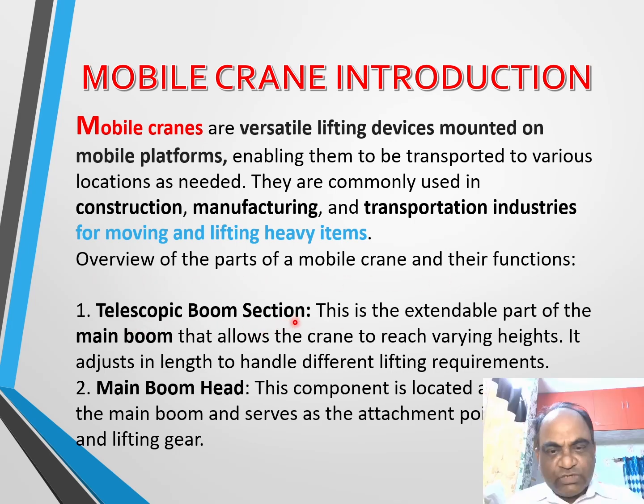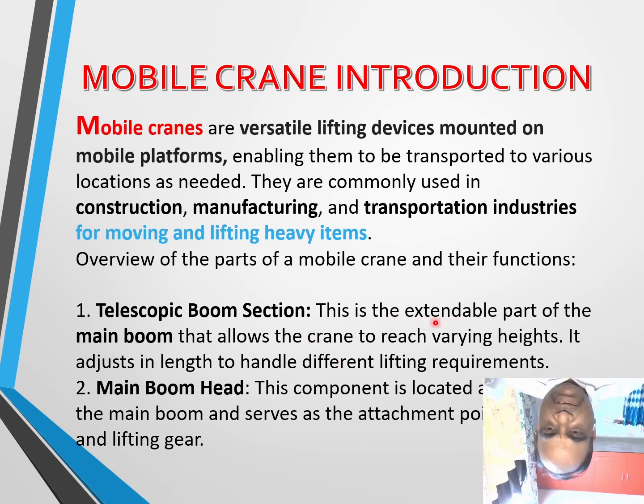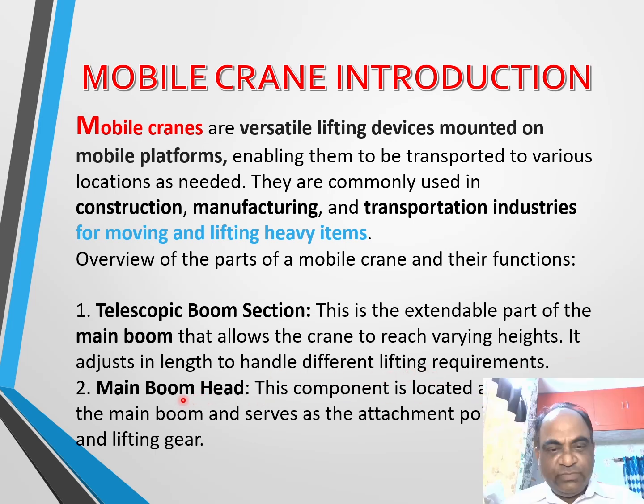Telescopic boom section, first of all, is the extendable part of the main boom that allows the crane to reach varying heights, and it is adjusted in length to handle different lifting requirements. Main boom head: this component is located at the top of the main boom and serves as the attachment point for rigging and lifting gear. The main boom head is responsible for hanging the load at the foremost part of the boom.